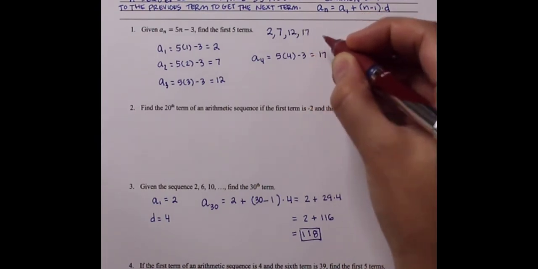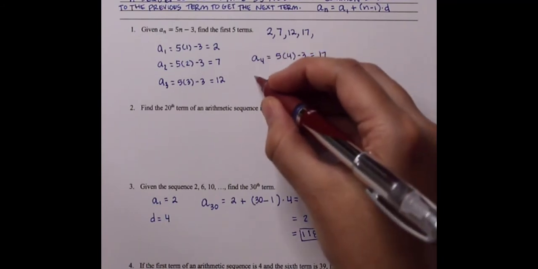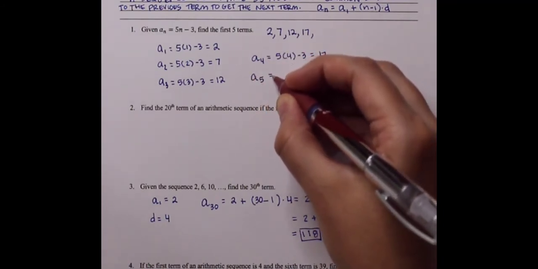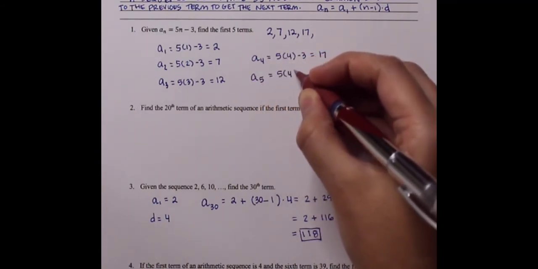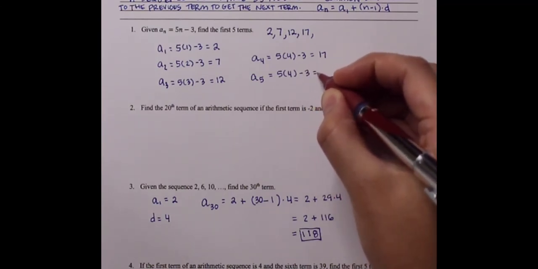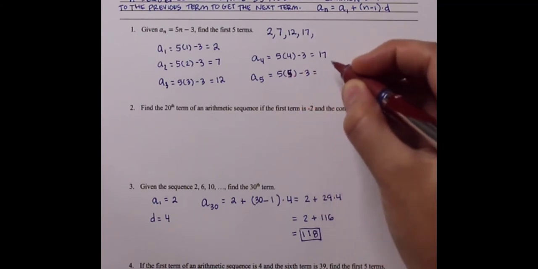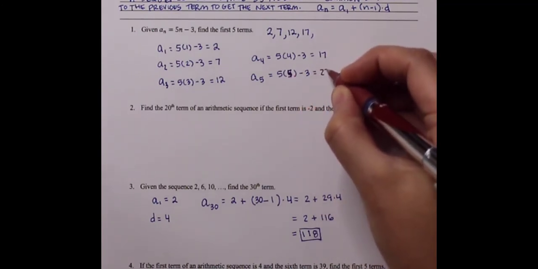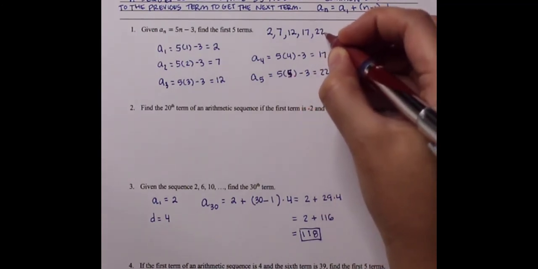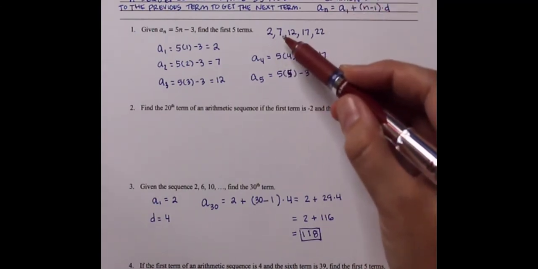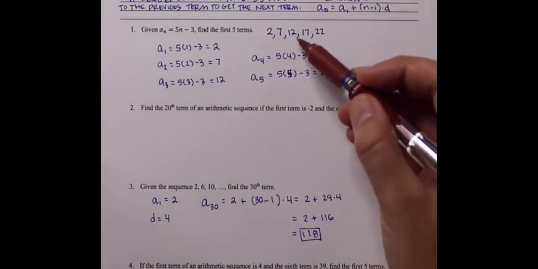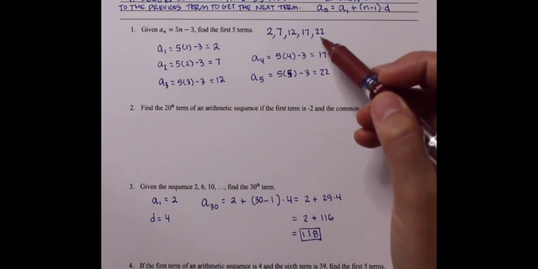Add that into our sequence. And then we were asked to find the first 5 terms. So one more. A sub 5 is 5 times 4 minus 3. Oh, not 4, sorry. 5 times 5 minus 3, which is 22. And so the first 5 terms of this sequence are 2, 7, 12, 17, and 22.